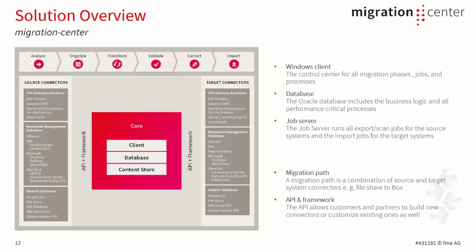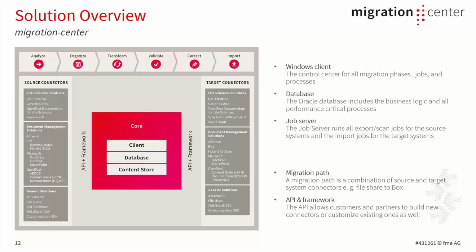Migration Center is built up from 3 components. You have the Migration Center core, what you see here in the middle. The Migration Center core consists of the client, the database, and the content store. The client is your control center for all migration phases, jobs, and processes. That's where you do your configuration. The database, an Oracle database, includes the business logic and all the performance critical processes. So this is kind of the brain.